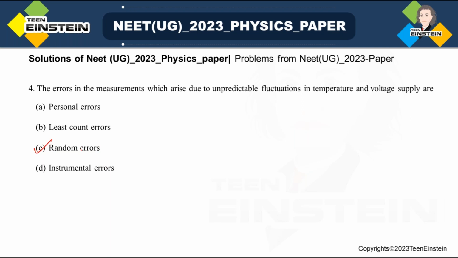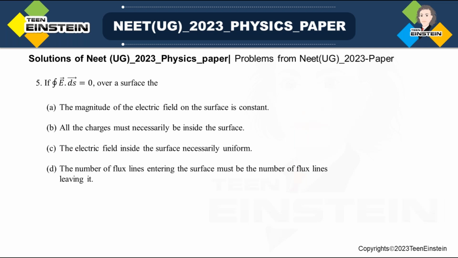Random error is the one which comes randomly due to change in the fluctuation of the temperature and voltage supply, which we cannot actually estimate. Okay, we'll go to the next problem.